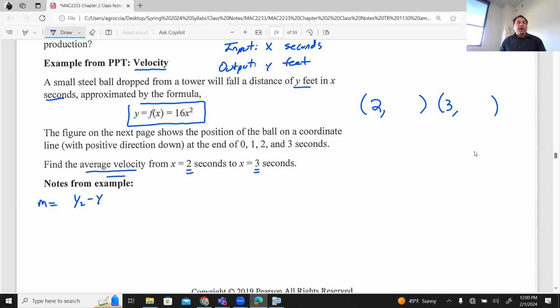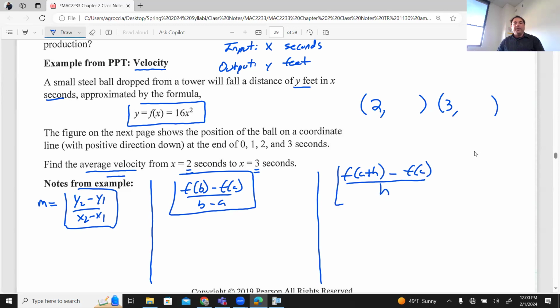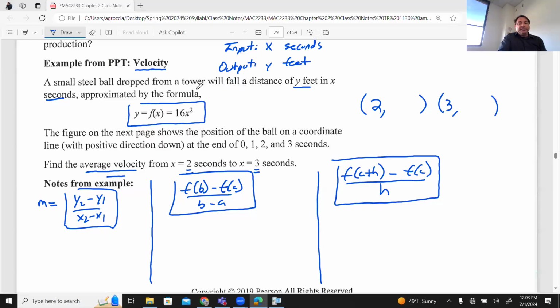So y2 minus y1 over x2 minus x1, using that formula. F of b minus f of a over b minus a, using that formula. And the last one, f of a plus h minus f of a over h. You should get the same answer all 3 ways, and try to write it in a sentence if you can. But give all 3 a try, and we now have a new equation, 16x squared.